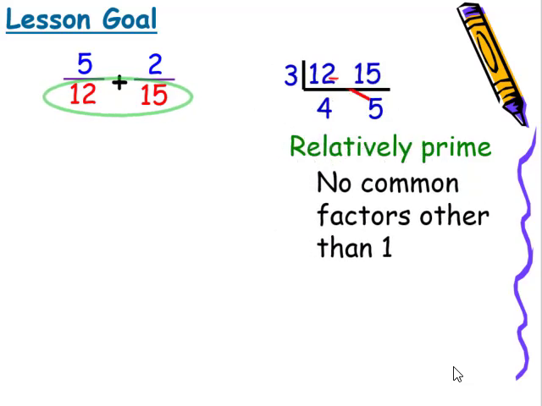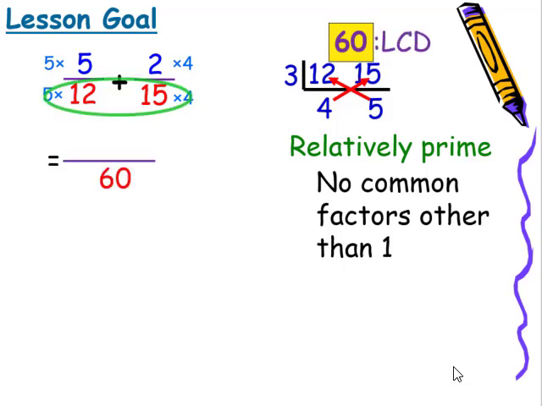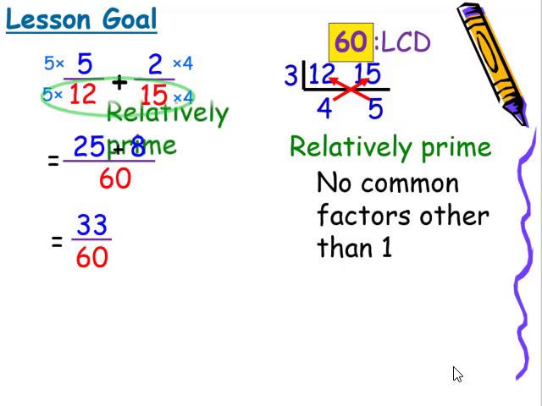We're going to multiply the fraction that has a denominator of 12 by 5, top and bottom, and the fraction that has a denominator of 15, top and bottom, by 4. Our denominator is 60, and 5 times 5 is 25, plus 2 times 4, which is 8. 25 plus 8 is 33, and 33 over 60 we just have to reduce since they are not relatively prime yet.